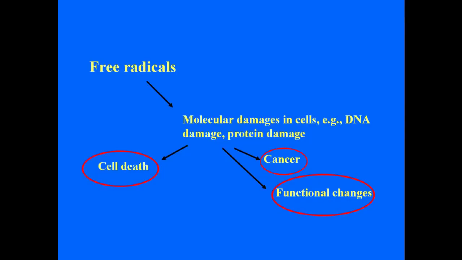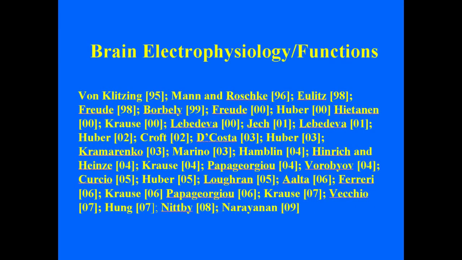Another possibility is that since you damage the DNA or protein in the cell, the function will change with this kind of damage. There are also a list of reports on electrophysiological changes and changes in function and behavior of humans after exposure to radio frequency fields from cell phones. It's quite a lot of studies. The first study was by Kissing in 1995, looking at the EEG, the electroencephalogram, the firing of nerve cells in the brain.